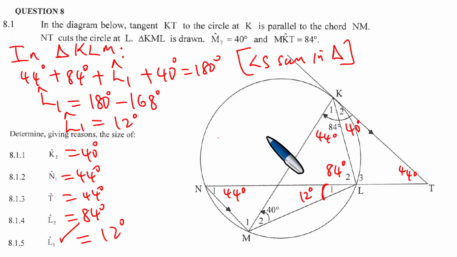So we added 44 plus 84 plus L1 plus 40, and the sum is 180. Why? Because it's angles sum in a triangle. Then we just solve for L1, and we're getting 12 degrees, which means the angle L1 is 12 degrees.